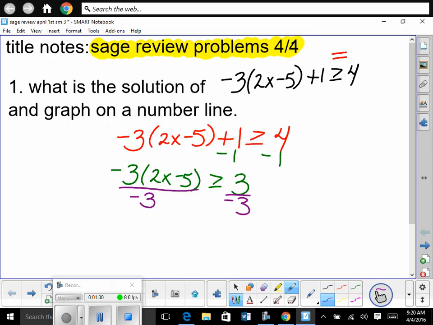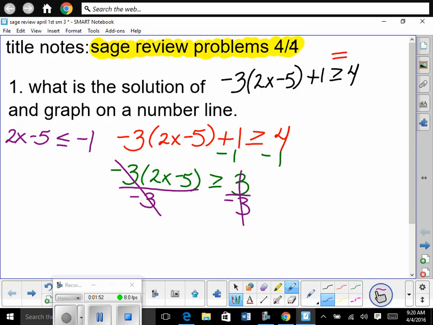Now, didn't I just divide by a negative? Yeah? So you guys should be doing this work. So this divides out and becomes 1. So on the left I have 2x minus 5 is, I change the inequality, I divided by a negative, so it's less than or equal to negative 1. 3 divided by negative 3 is negative 1.